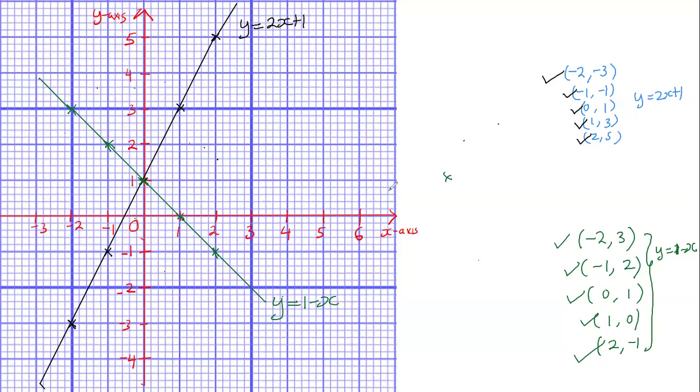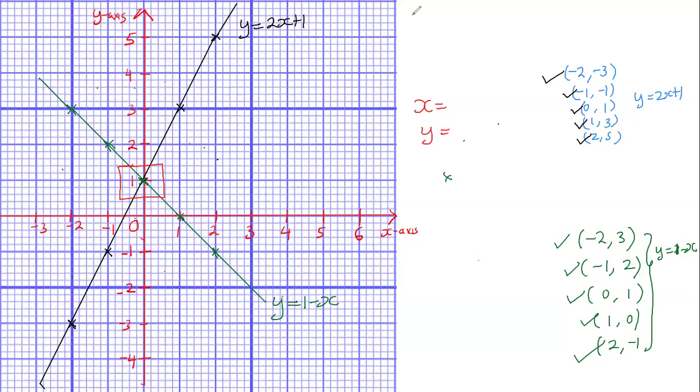Now, after doing so, the next thing you're going to do is read off the solutions. Now, what do you know? The point where those two lines meet is always your solution. Now, our lines are meeting. This is the meeting point here. You're going to come to this point where those lines are meeting and read off what your x value is and what your y value is at that point.